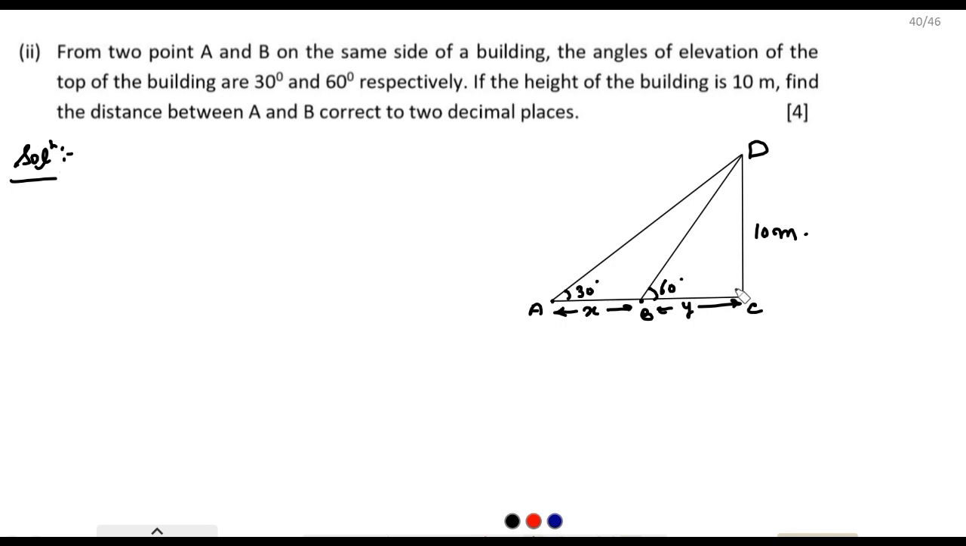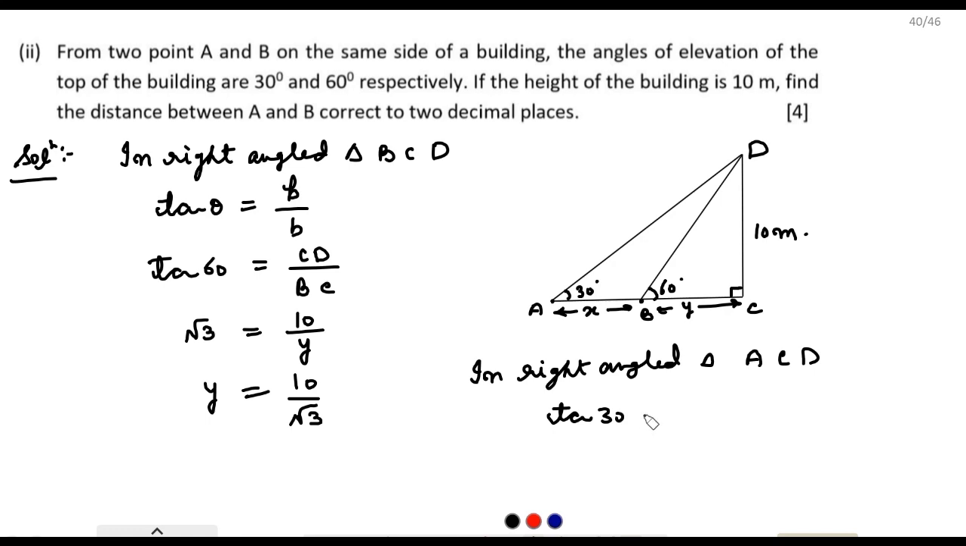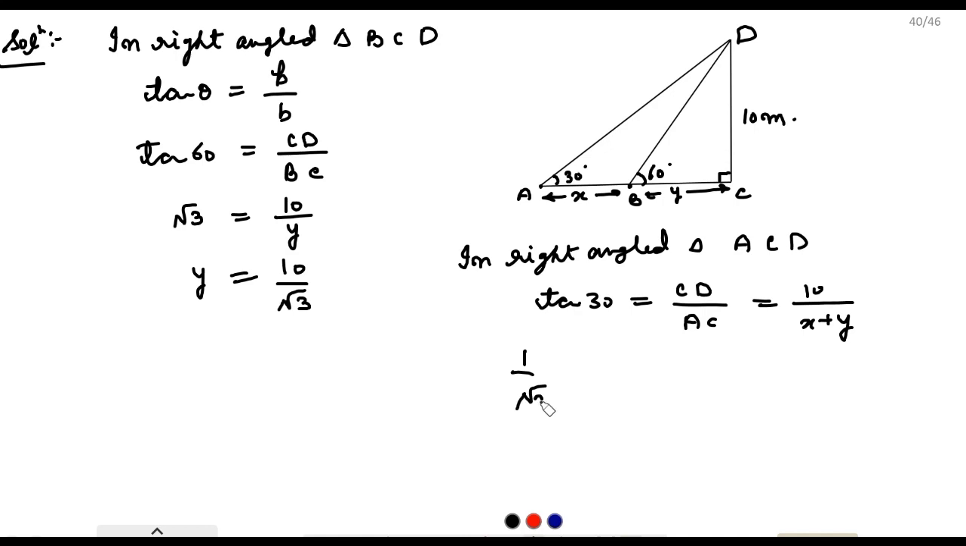Then, first of all, we are considering the triangle BCD. tan theta is equal to perpendicular upon base, so tan 60 will be equal to CD upon BC. Tan 60 is under root 3, CD is 10 and BC is y. So y is equal to 10 upon under root 3. Now we are considering right angle triangle ACD. Tan 30 will be equal to CD upon AC. CD is 10 and AC is x plus y. Put the value of y. Tan 30 is 1 upon under root 3 and y is 10 upon under root 3.